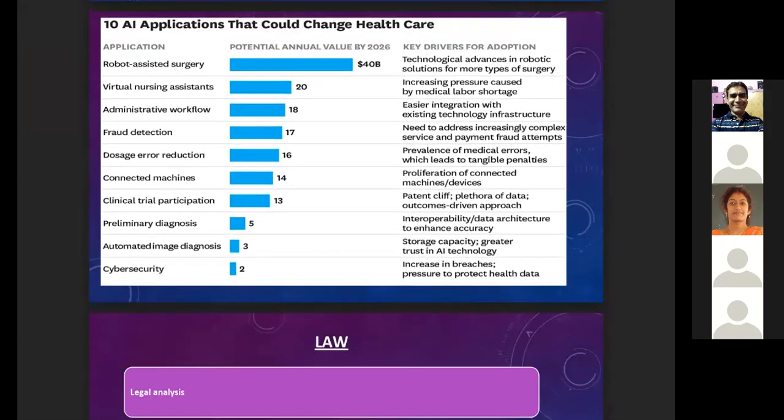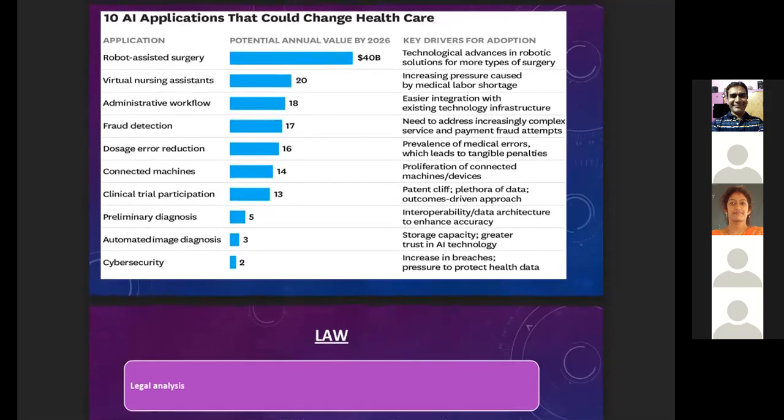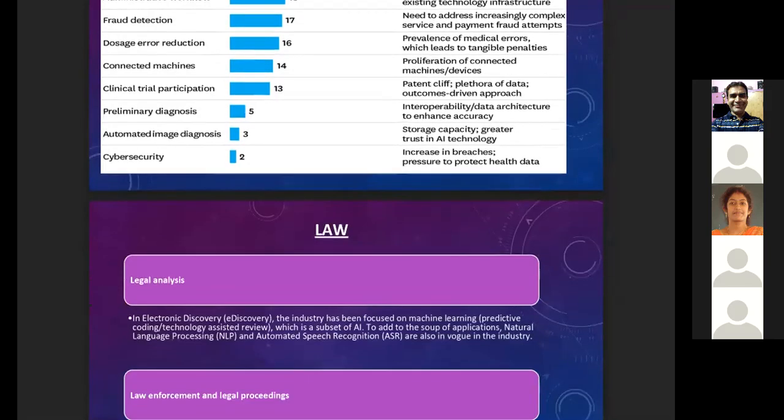We have 10 basic applications where AI can change healthcare. You can see that robot-assisted surgery has a potential value of $40 billion. So you can imagine the requirement of AI and ML in current stages. Because of the shortage of doctors, they are now migrating to robotic operations. And the success rate is also very, very high during the trials.